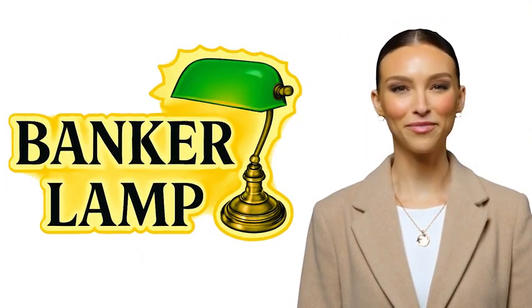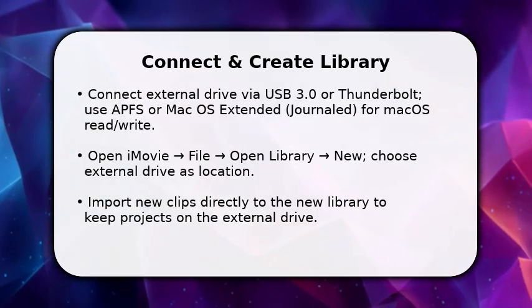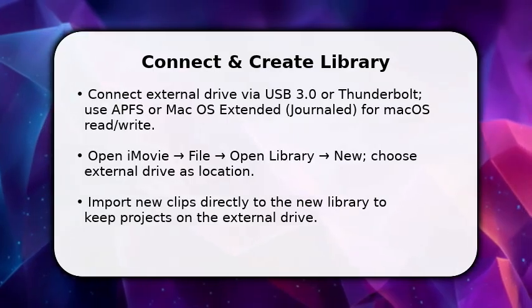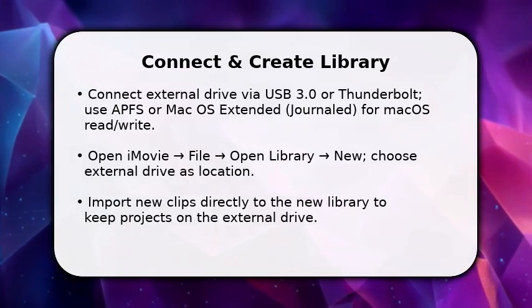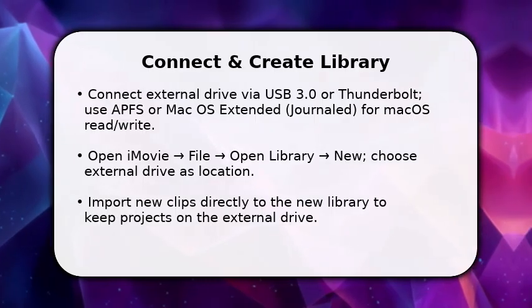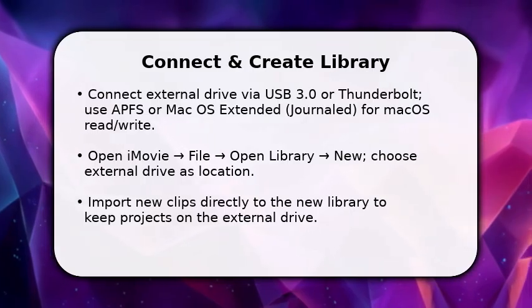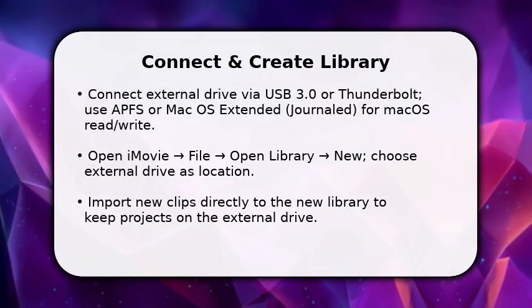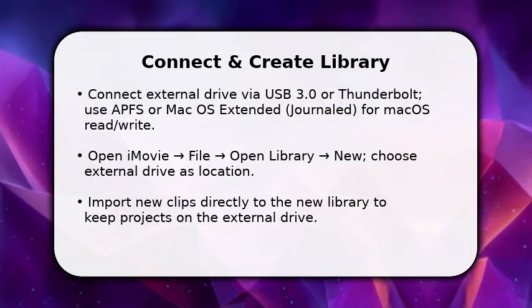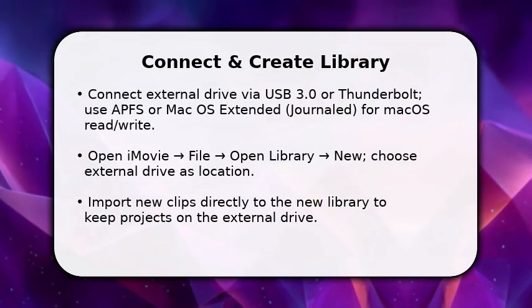Please enjoy the video. Start now, plug in a fast external drive and confirm it mounts. Once connected, format it as APFS or Mac OS Extended (Journaled), if needed, so Mac OS can read and write. Open iMovie and go straight to File, Open Library, New, then pick the external drive as the library location. Name the library and click Create.